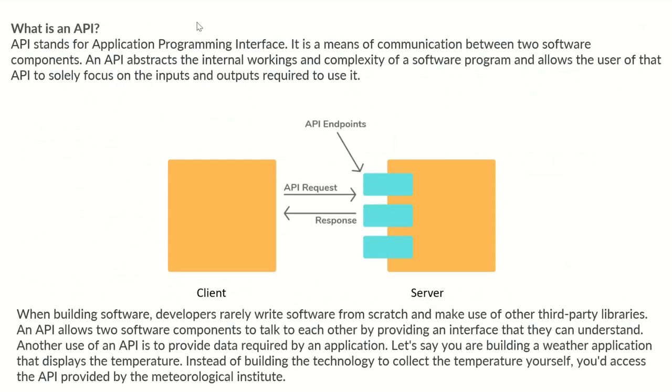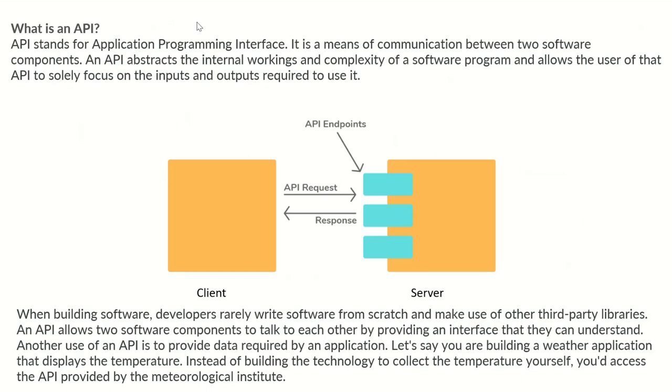Okay, so then coming to what is an API? API stands for Application Programming Interface. It means the communication between two software components. An API abstracts the internal workings and complexity of a software program and allows the user of that API to solely focus on the inputs and outputs required to use it. In the diagram you can observe one side is the client, another side is the server, and the blue dots we have here are the API endpoints. So the client requests via the API and the server can respond to that.